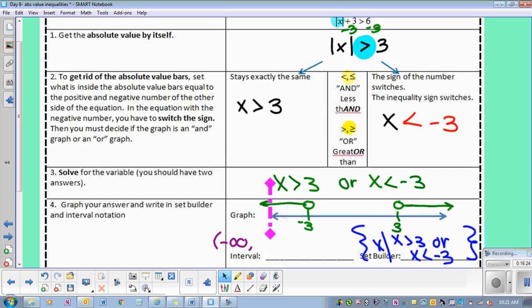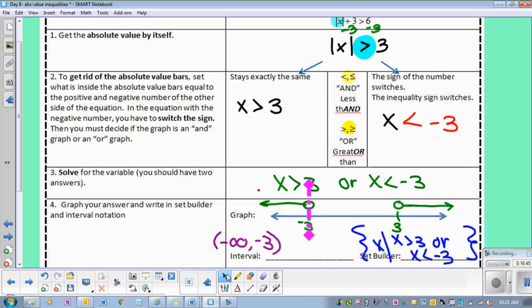So negative infinity, and then it goes to where? Negative 3. Is that a parentheses or is it a bracket? Parentheses. Why parentheses? Not closed circle. Because it's an open circle. Good.